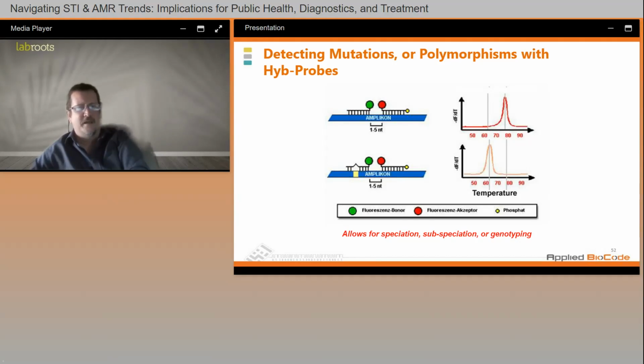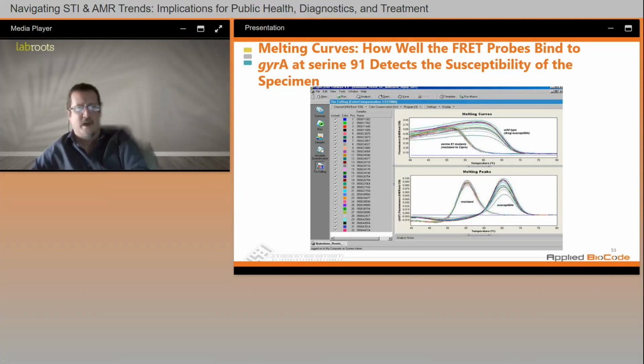So you can, at the end of the PCR reaction, ask, at what temperature can I really easily blow those probes off of their target? And when the mutation is present, there's a destabilization, which means you can see the probes get knocked off their target at a much lower temperature. This is an assay we ran in San Francisco to look for the serine mutation in positive gonorrheas. And you can see it's very nice.